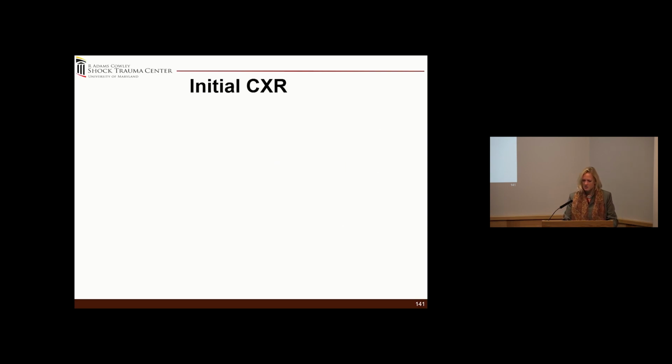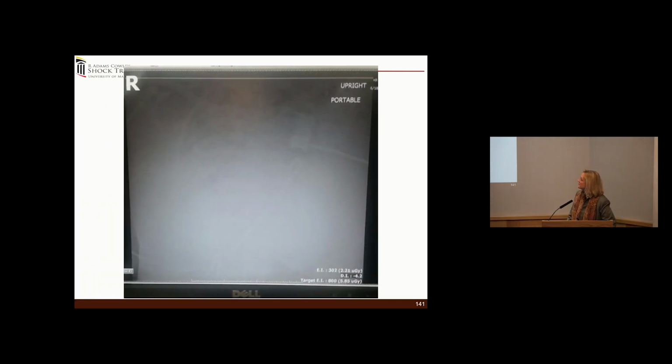So this is the initial chest x-ray. 100%. Oh, and 100%, yep. So here's the initial chest x-ray. Dim the lights, please. No.